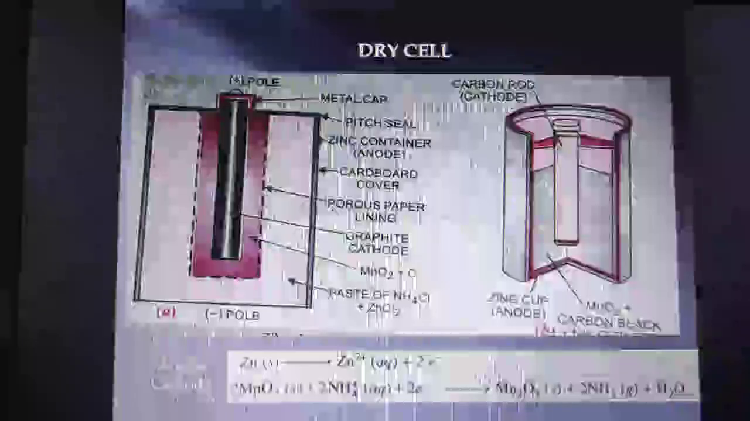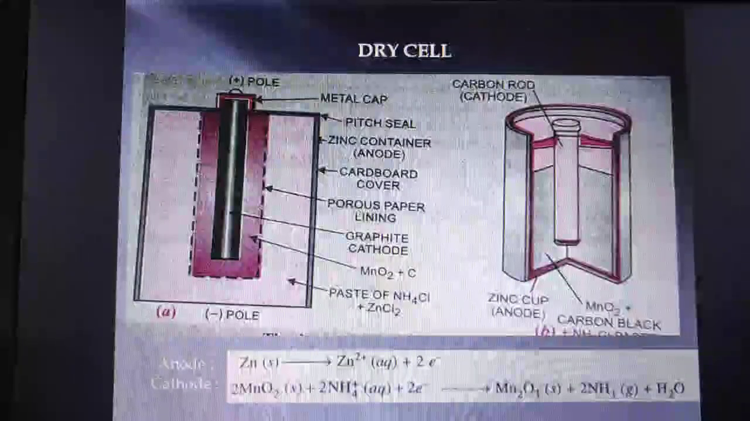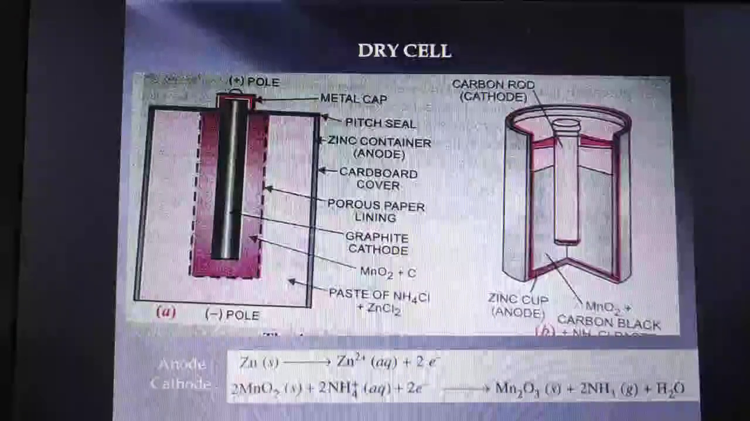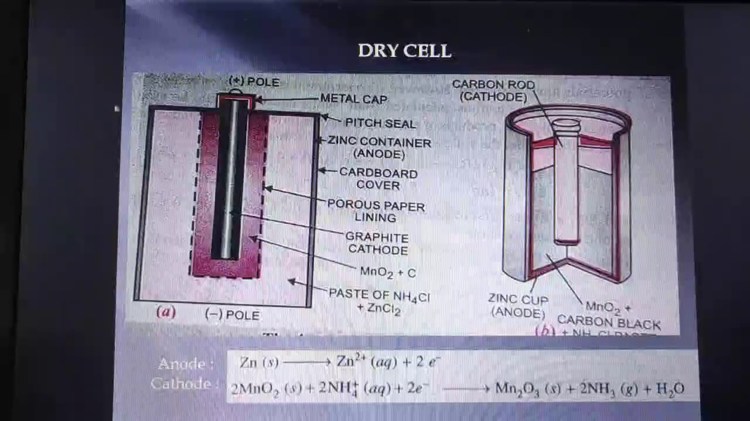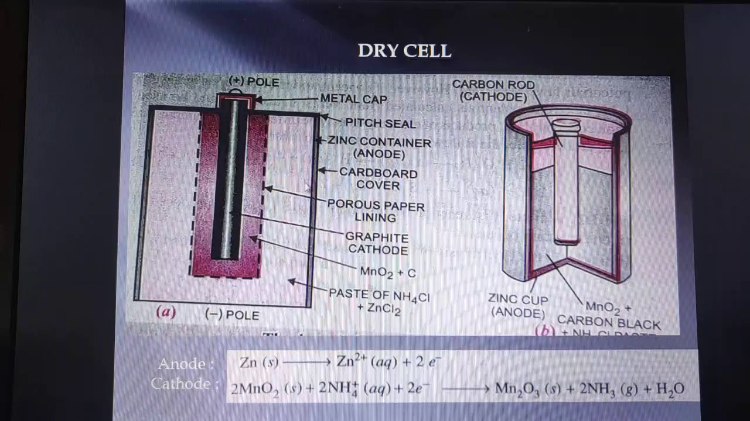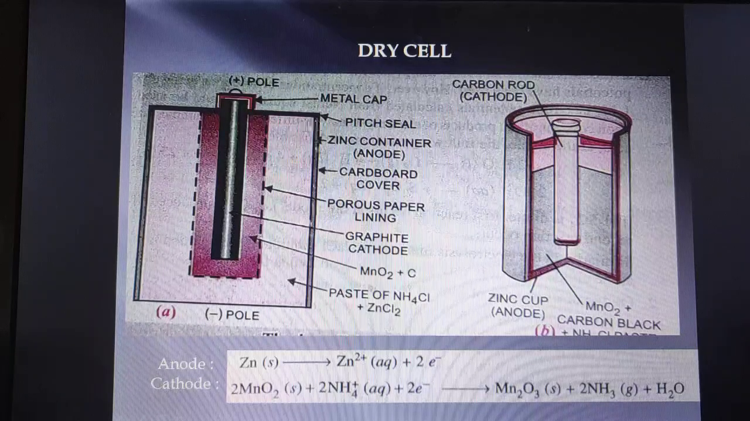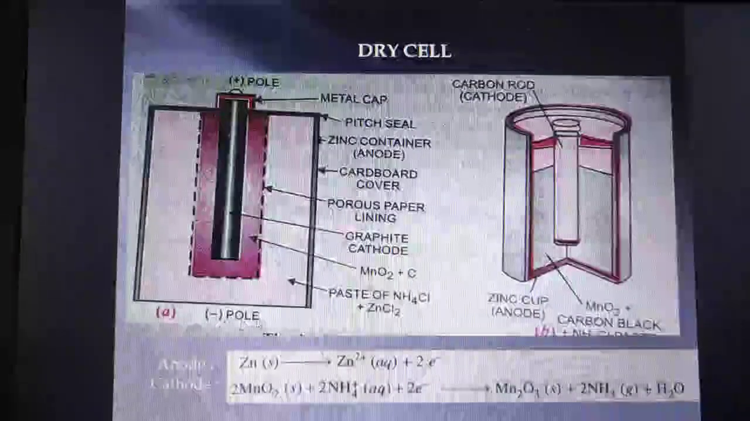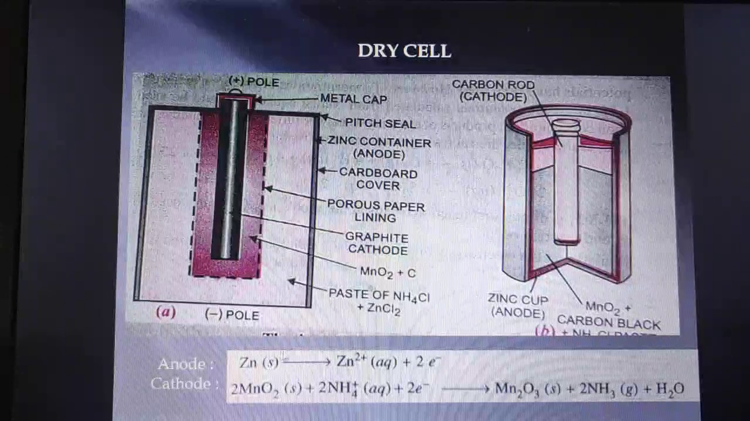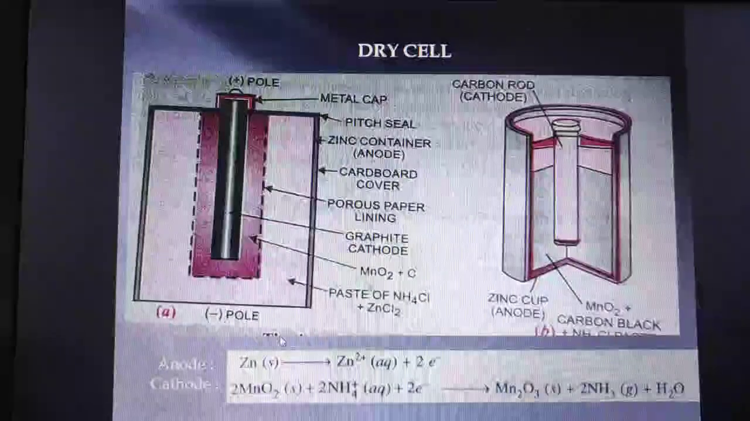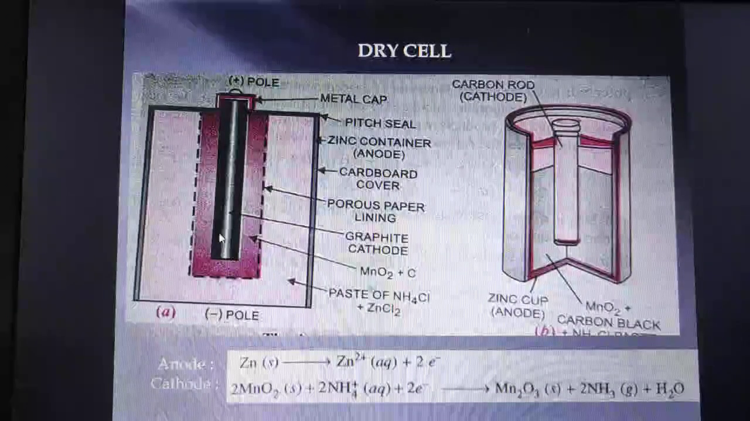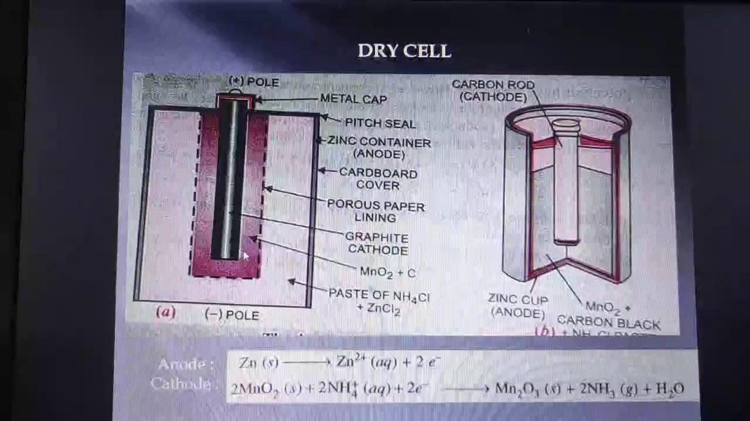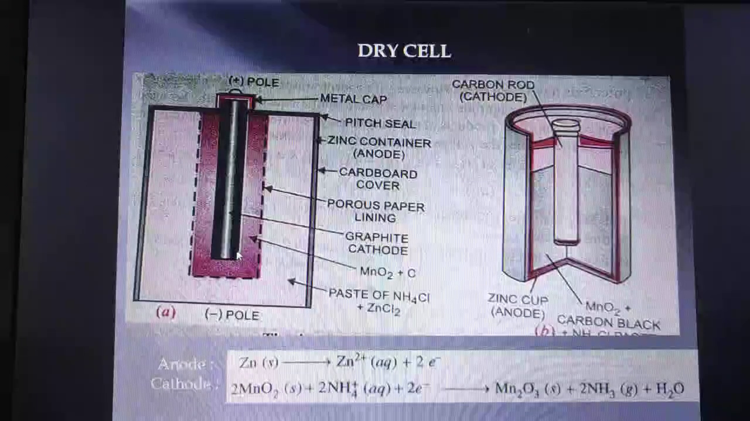The dry cell, which is commonly used in transistors, clocks, etc., is a type of Leclanché cell. It consists of a cylindrical zinc container which acts as the anode. See here, it is the negative pole. It is the zinc container. A graphite rod is placed in the center and the space between the anode and cathode is packed.